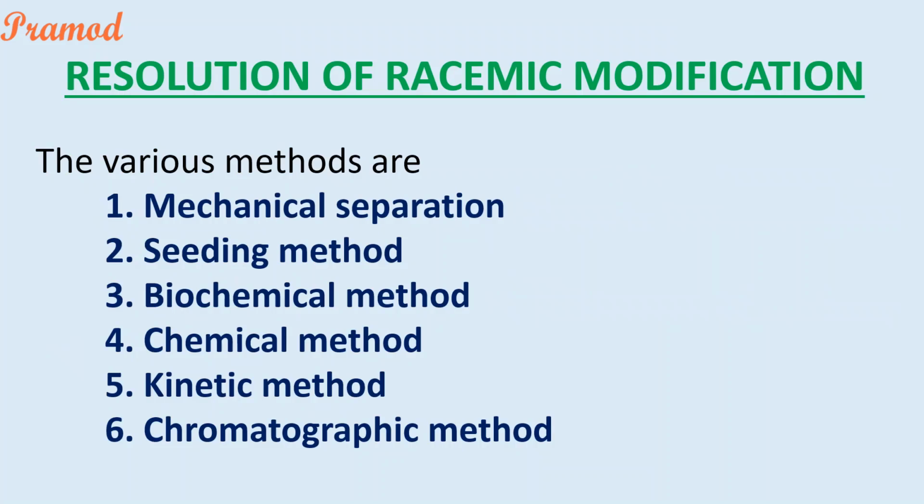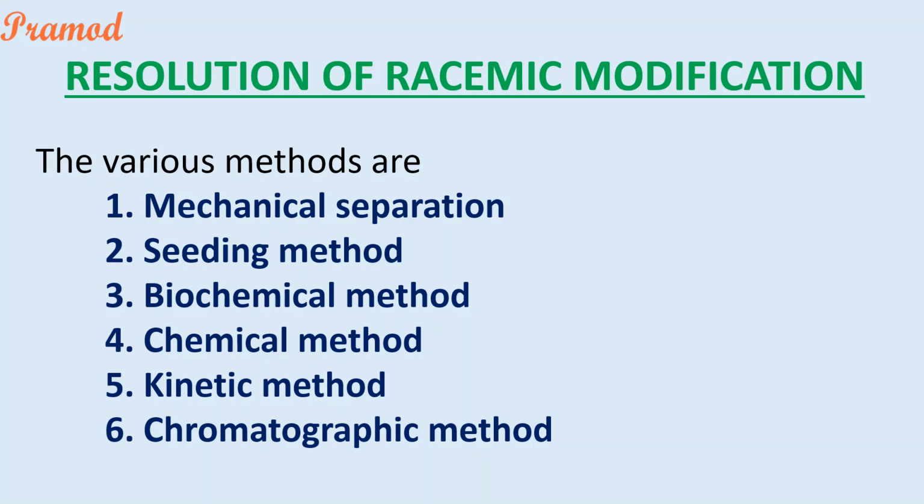Now let's see the methods for resolution of a racemic modification or racemic mixture. First is mechanical separation, second is the seeding method, third is the biochemical method, fourth is the chemical method, fifth is the kinetic method, and sixth is the chromatographic method.